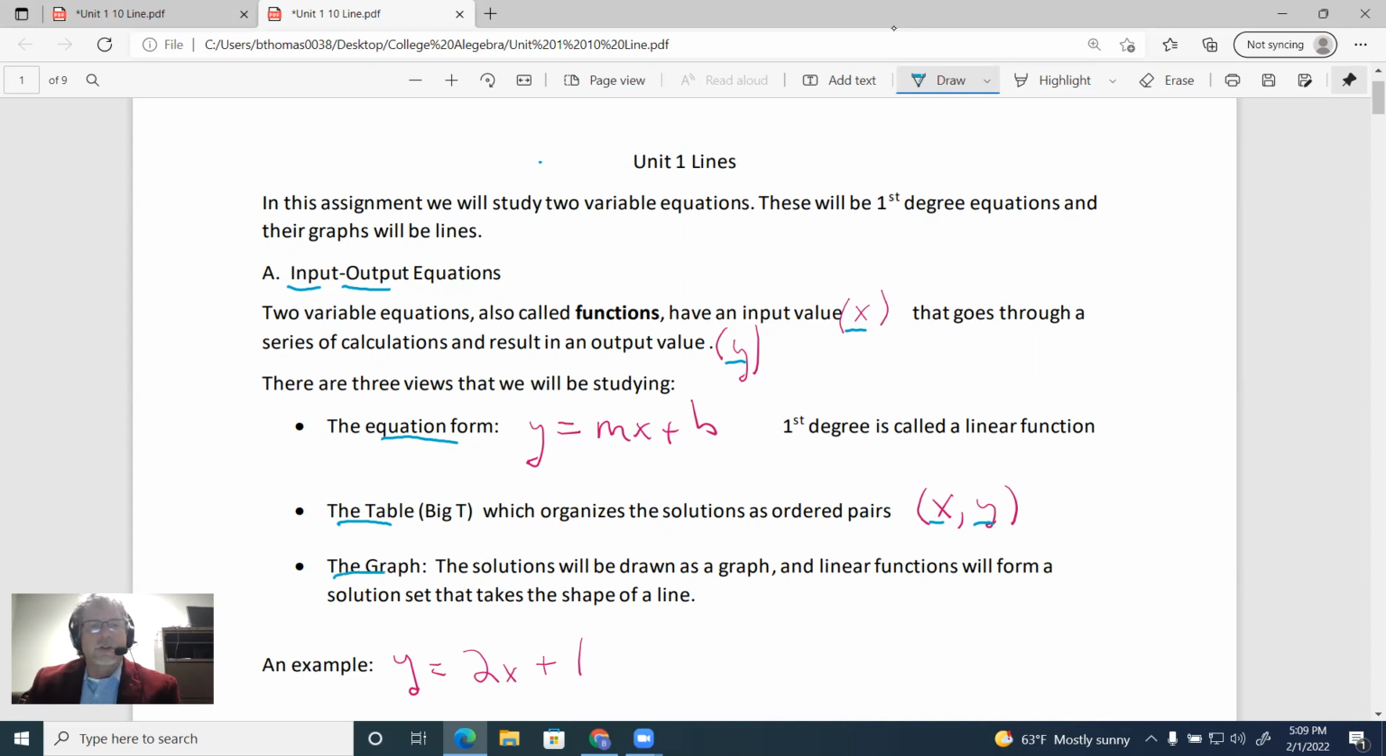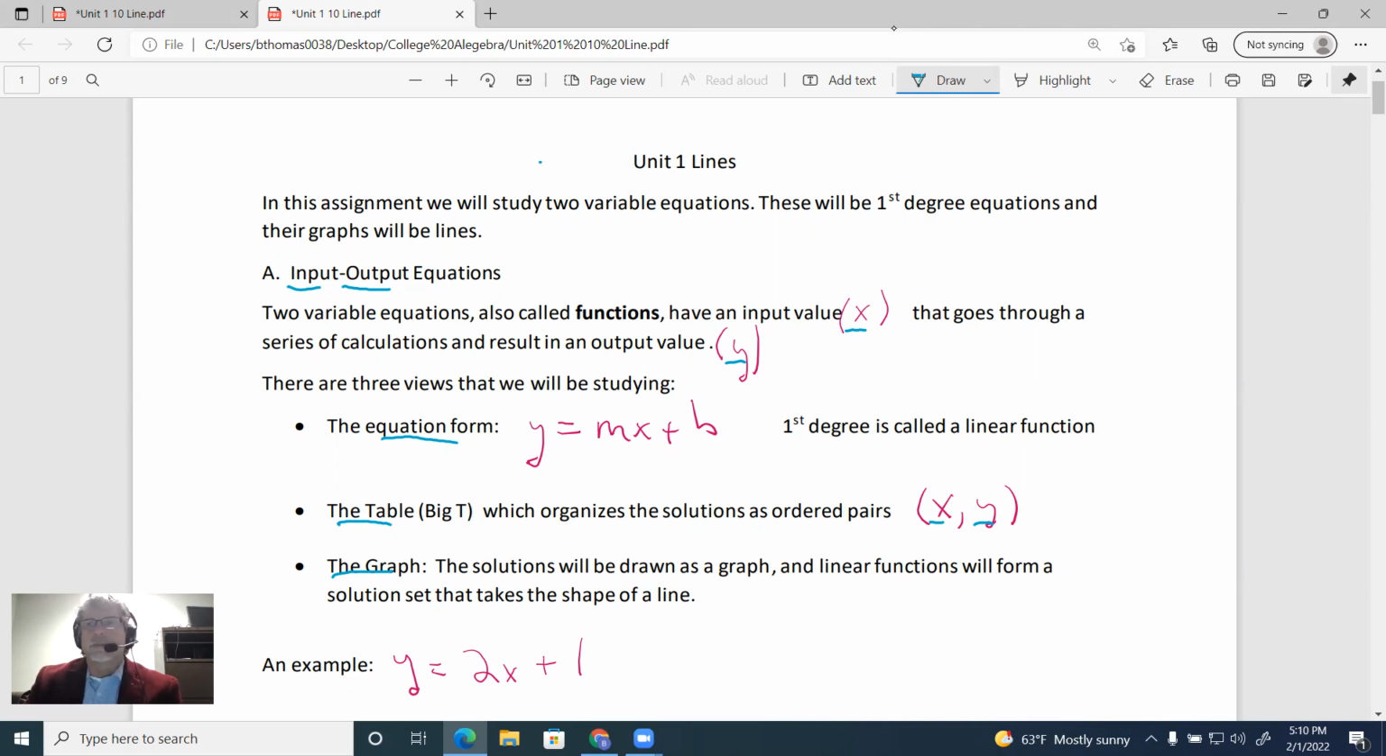The third view, of course, is the graph. So the solutions will be drawn on as a graph. And then what we'll do is we're not going to find all the solutions. We're only going to find a few of the solutions. But the graph itself is going to form the solution set. And what we'll discover is the solution set is going to take on the shape of a line.